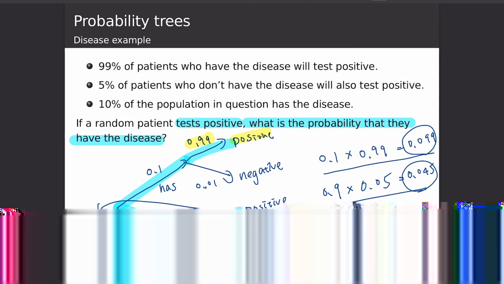So this equals to what? Let me use a calculator to calculate it. So that equals 0.099 over 0.144, which equals 68.75%. Okay, so if someone goes to the hospital and is given this test and it says that it's positive, the actual chance that this someone actually has the disease is lower than 70%.